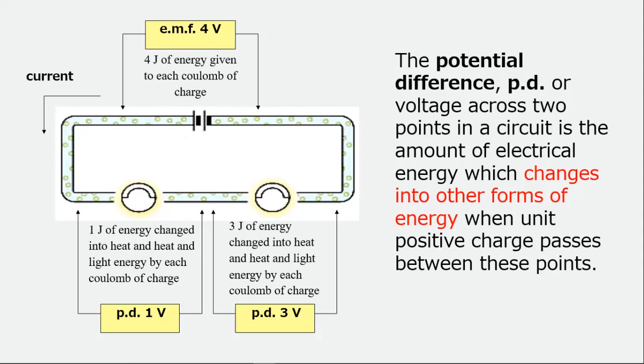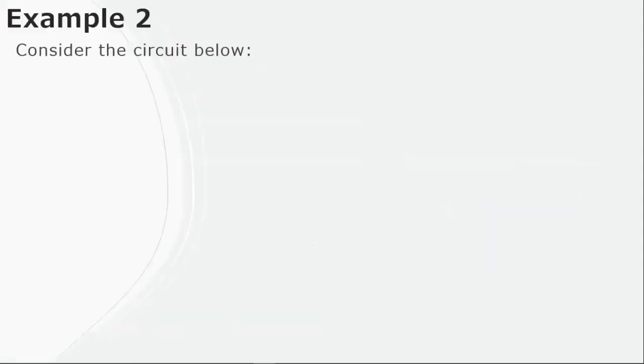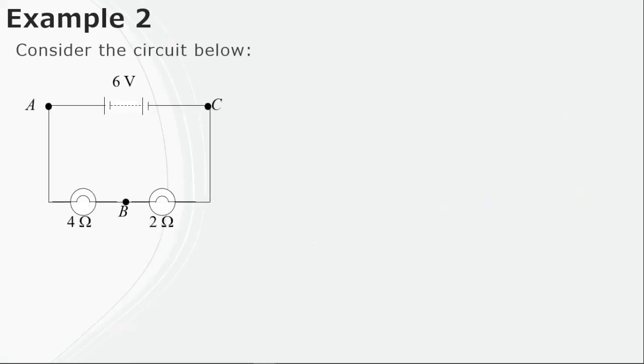Let's look at example number 2. Let us consider the circuit below. We have a 6-volt battery as our power source. Then I have here points A, B, and C. And I have 2 loads with 2 different values of resistances. Let us take note that voltage, current, and resistance follow Ohm's law.